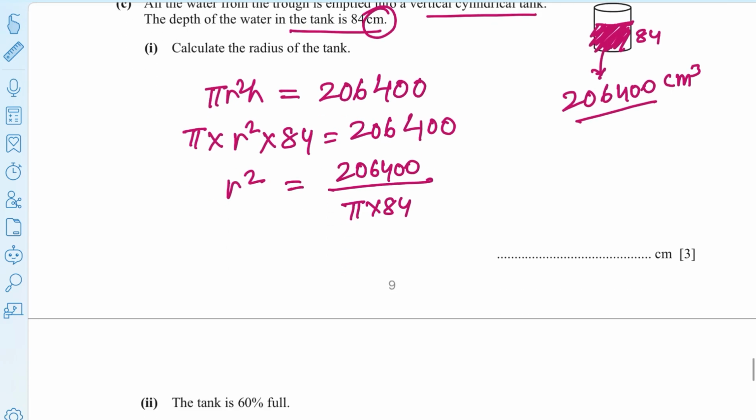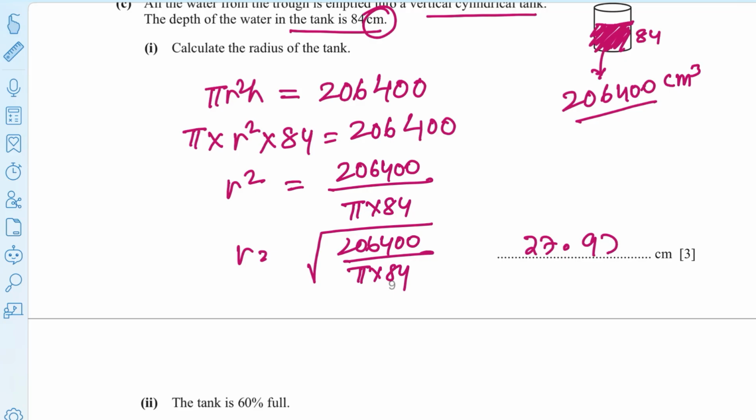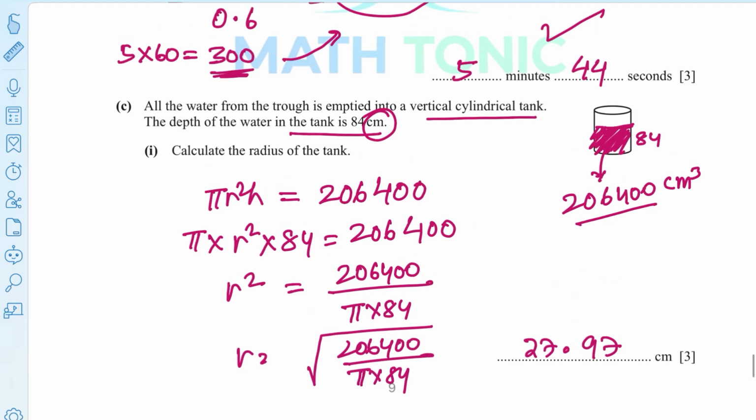We can rearrange this, right? And only the radius will be the square root of this whole thing, 206,400 over pi times 84. When you type this in the calculator, you will get the answer 27.97 centimeter. This is how we can find out the radius. Got it everyone clearly? Okay.